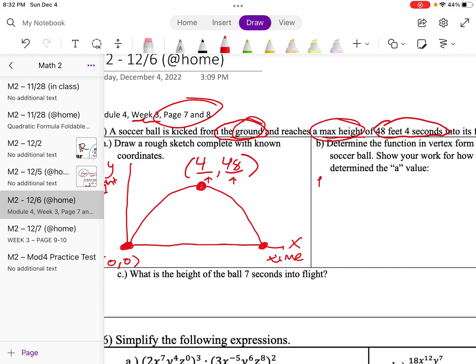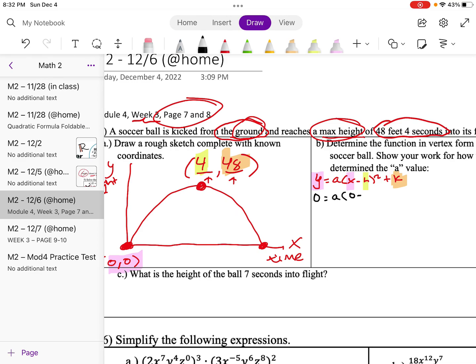Determine the function in vertex form for your soccer ball. Okay, so we know what vertex form looks like. That's going to be y equals a(x minus h) squared plus k. We're going to put in everything we can. So we know that our h is right here. We know that our k is right here. And then we need to pick something for our x and our y because we don't know what the a value is. I'm going to pick our 0, 0 point.